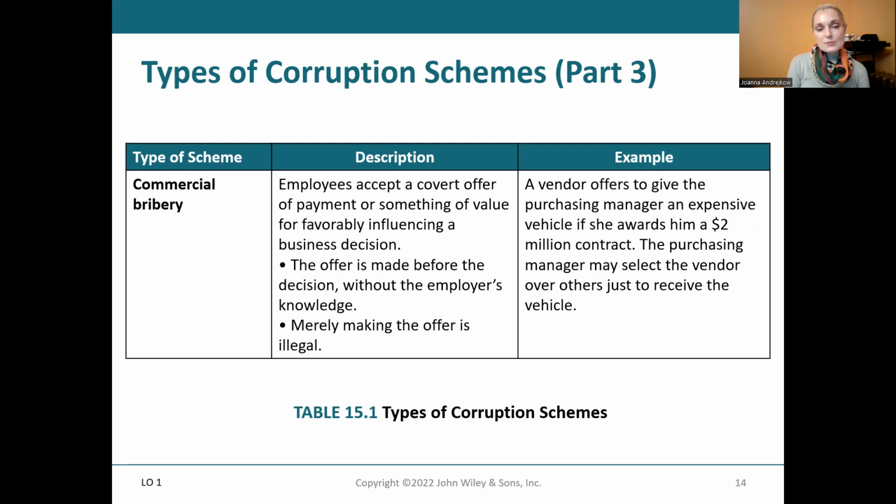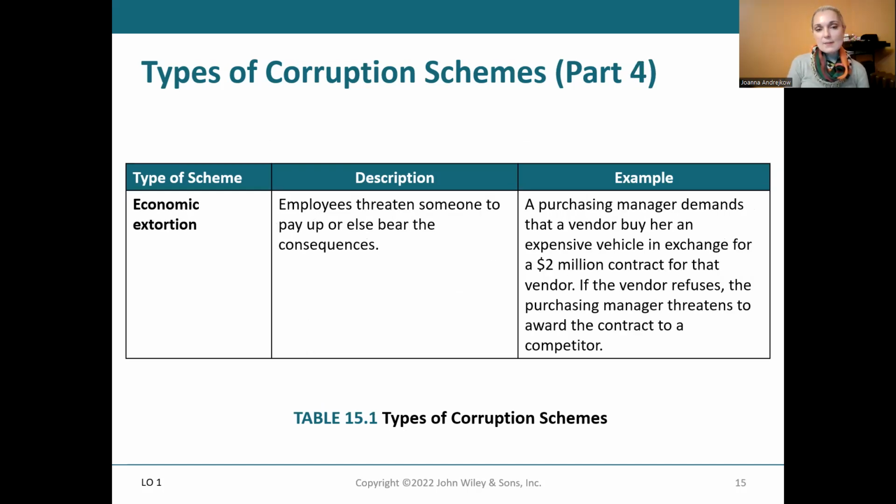Commercial bribery occurs when employees accept a covert offer of payment or something of value for favorably influencing a business decision. The offer is always made before the decision without the employer's knowledge, and merely making an offer is illegal. So just the vendor making an offer of bribery is considered an illegal act. The example the text gives is a vendor offers to give the purchasing manager an expensive vehicle if she awards him a $2 million contract. So if you give me the contract, then I'll give you the car.